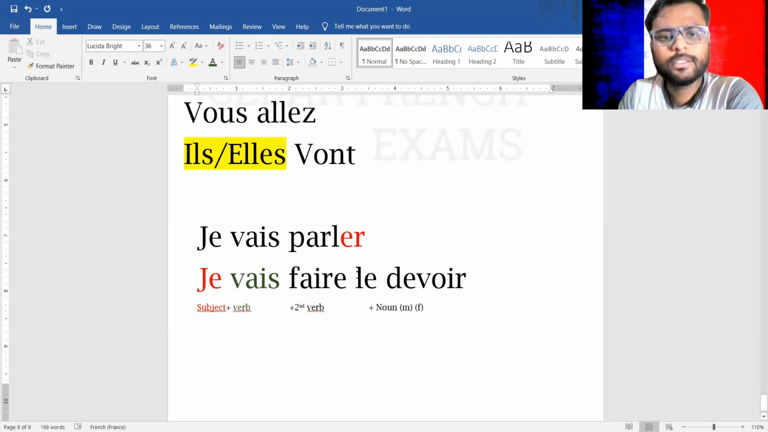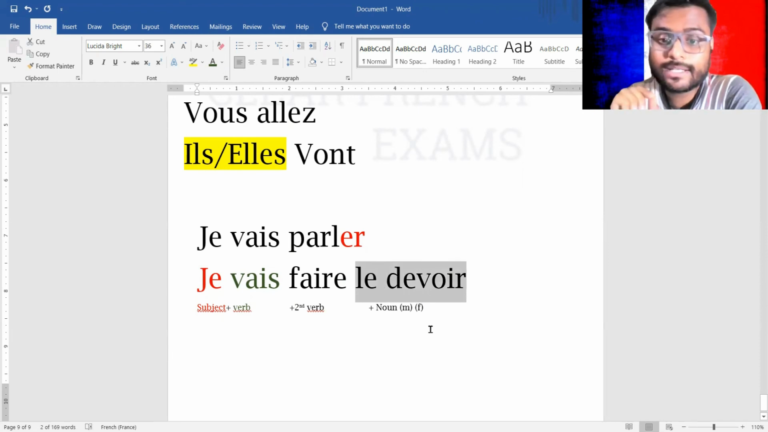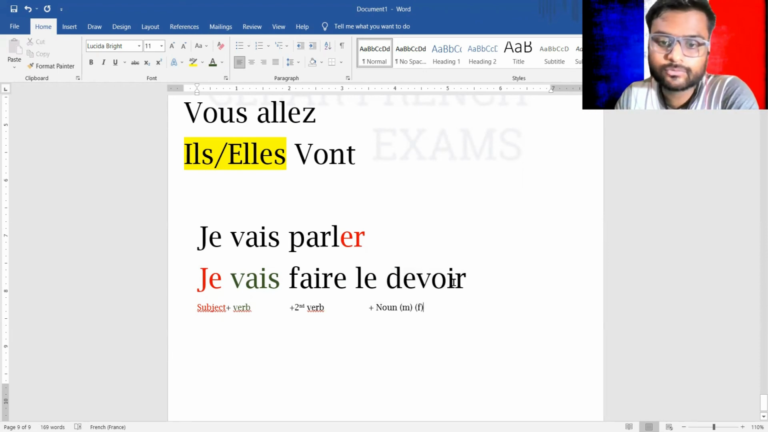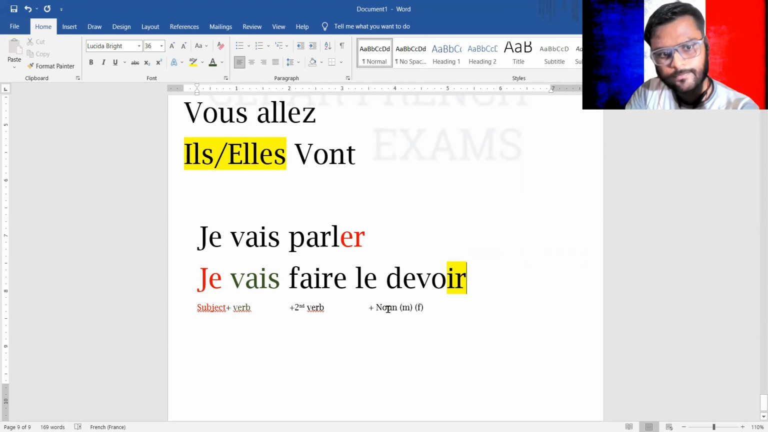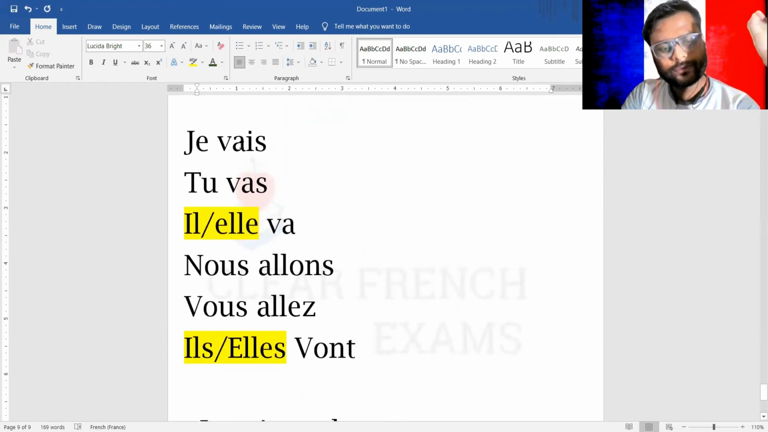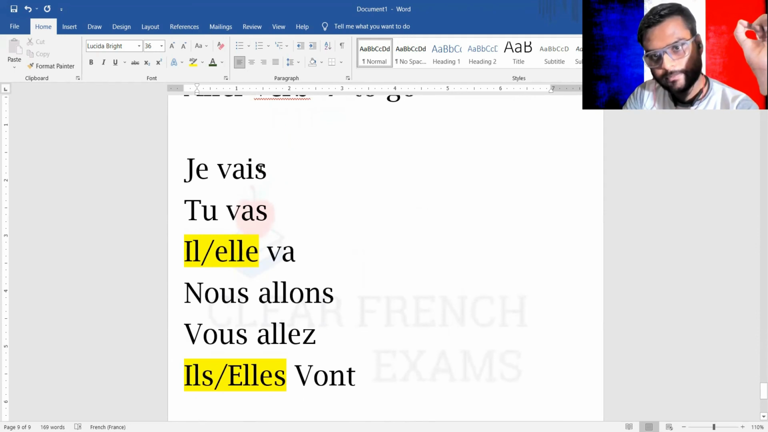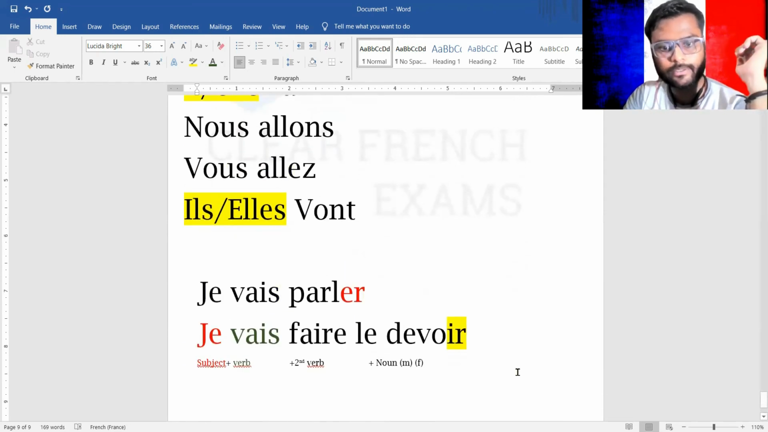And then the noun, le devoir, is homework. Devoir is homework, and there are two things related to devoir. That's why I used this verb. Devoir as a verb means must. But when it is a noun, it means homework. All right. Je vais faire le devoir. So what you have to do is find any verb, put it after the verb aller, and it will become your future tense. All right.